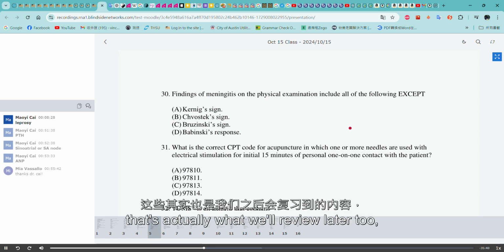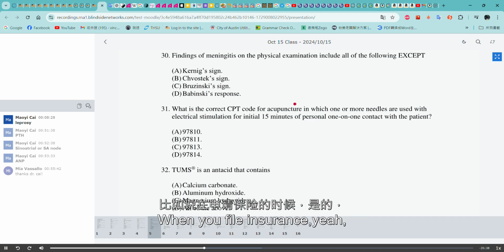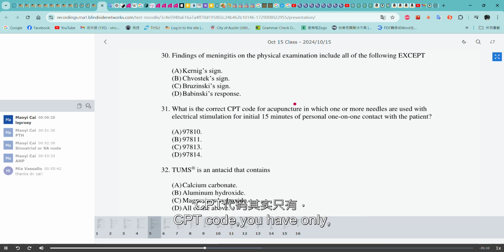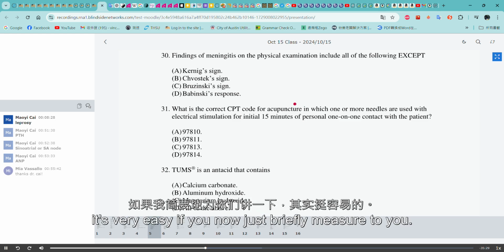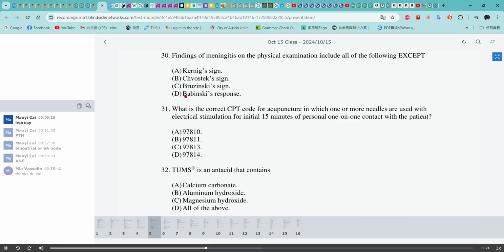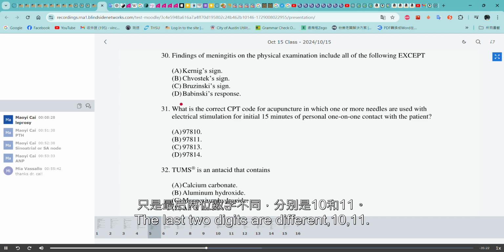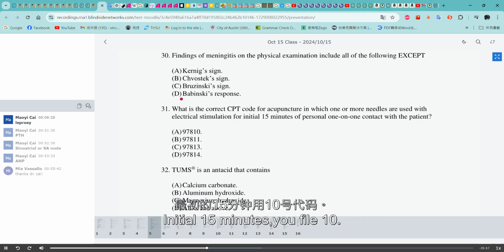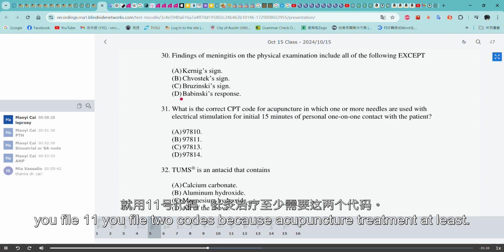31, well, we'll review that later too. When you file insurance for acupuncture, the CPT code, you have only 2 sets of codes. Actually, it's very easy. Briefly, the first 3 numbers are the same, 968. The last 2 digits are different, 10 and 11. 10 and 11 are for when you do acupuncture. For the initial 15 minutes, you file 10. For the next 15 minutes, you file 11. You file 2 codes because an acupuncture treatment is at least 30 minutes, right?